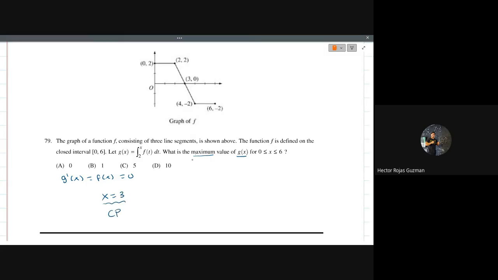To find the maximum, I have to check the critical points and the endpoints. So let's go ahead and start by checking the critical point 3. The integral from 2 to 3.